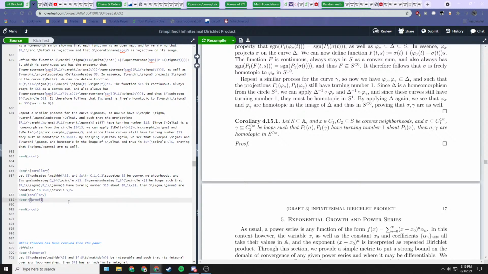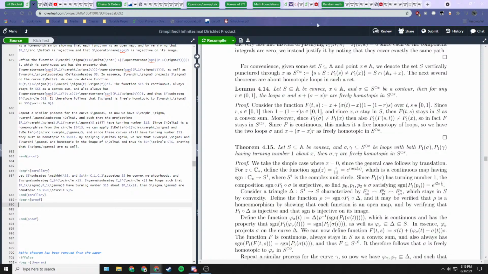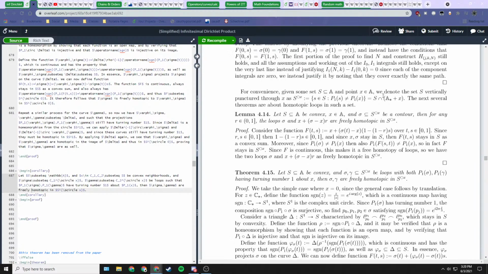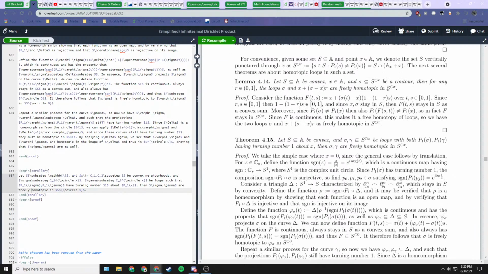So the proof for this is actually going to be really quick. We've already proven that we can contract in the direction of x, are freely homotopic. Let me write that. So we've already proven that we can contract any loop like this.